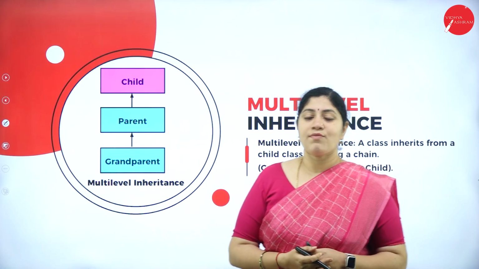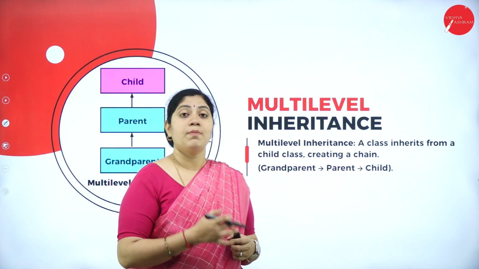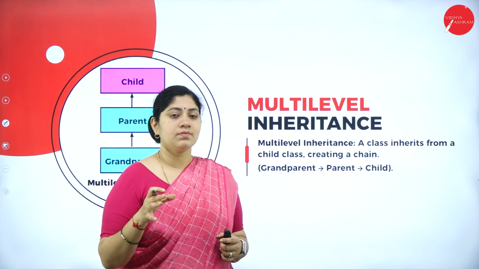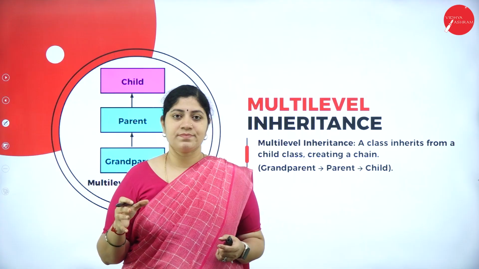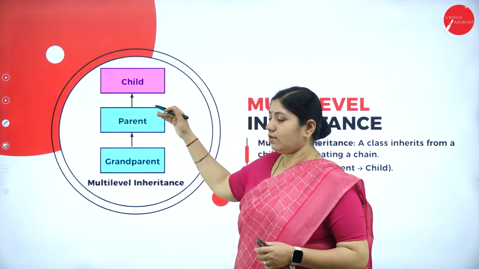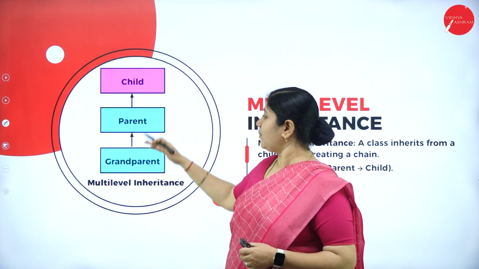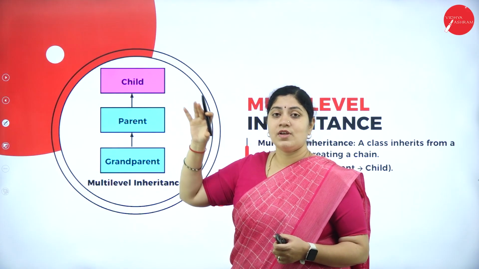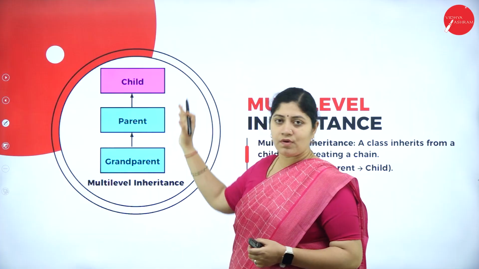The next type of inheritance is none other than multi-level inheritance. Under this, what happens? There will be a chain that is created. A class moves on inheriting from its parent classes, so a newly formed class will look like a chain, a formation of a chain.